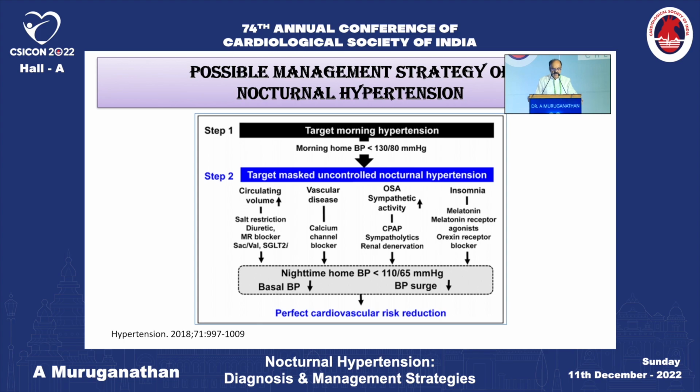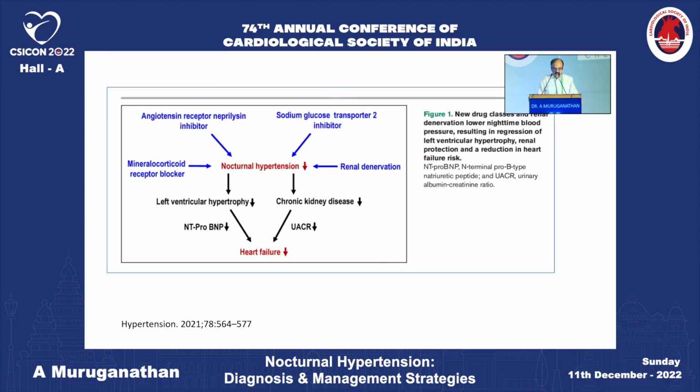And this is the picture. Step 1, you target first the morning BP. The second one, control the circulating volume by salt restriction, diuretic, MR blocker, SGLT2 inhibitor, and sacubitril valsartan. In vascular disease, calcium channel blocker. In OSA, sympathetic activity, CPAP, sympatholytics, renal denervation, and melatonin, I already told you. And these are the newer modalities: renal denervation, sodium glucose transport inhibitor, mineralocorticoid receptor blocker.